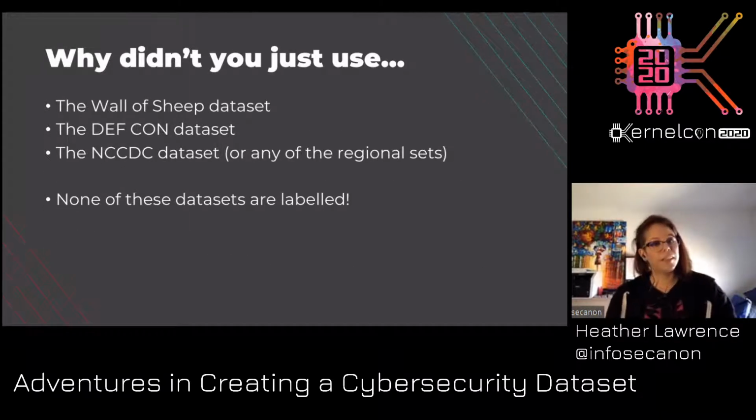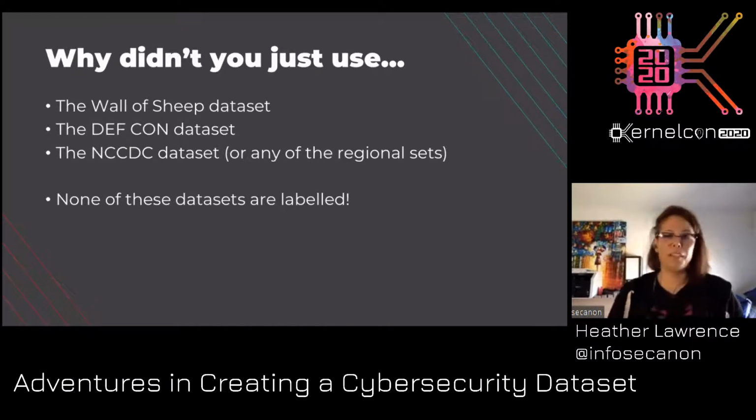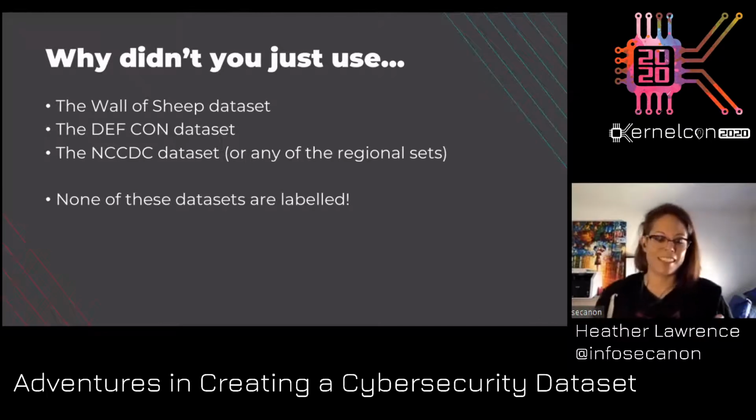I got a lot of questions like, hey, why didn't you just use the Wall of Sheep dataset? Why didn't you just use the DEF CON dataset? Why didn't you just use the NCCDC dataset? The problem with these data sets is that none of them are labeled. So NCCDC, right? Two days, what is it, six teams? Then the gold team, white team, and another team, and none of that is labeled over two days. Good luck. Some of them don't even come with a README as to what endpoints were what.